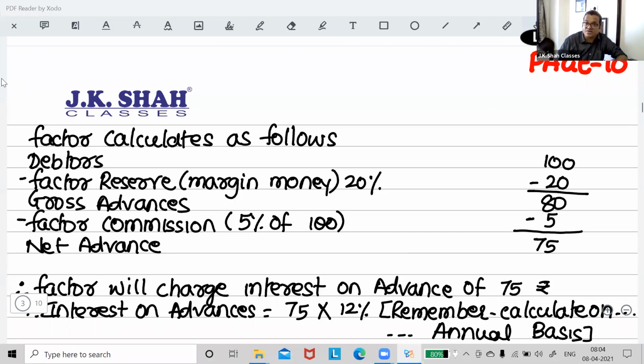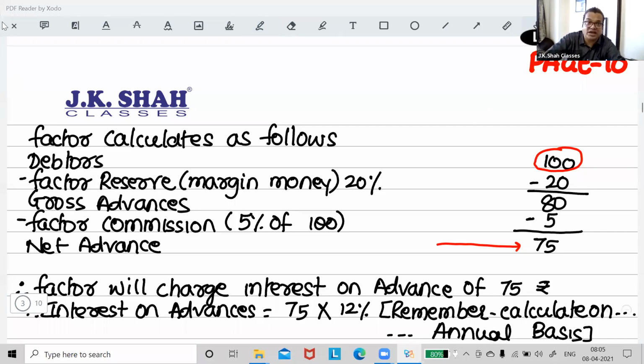Now see what my view is. I will say, how much am I going to collect on your behalf? 100. Correct. My factor commission is 5 rupees. Should I not earn that? Yes, you should earn that, sir. So from that 80 rupees, I'll deduct 5 rupees further. So I'll give you a net advance of 75. Because I have given you the net advance of 75, I will calculate interest on advance on 75 rupees. Okay, friends. Now see, again, what we had learned while calculating COC.